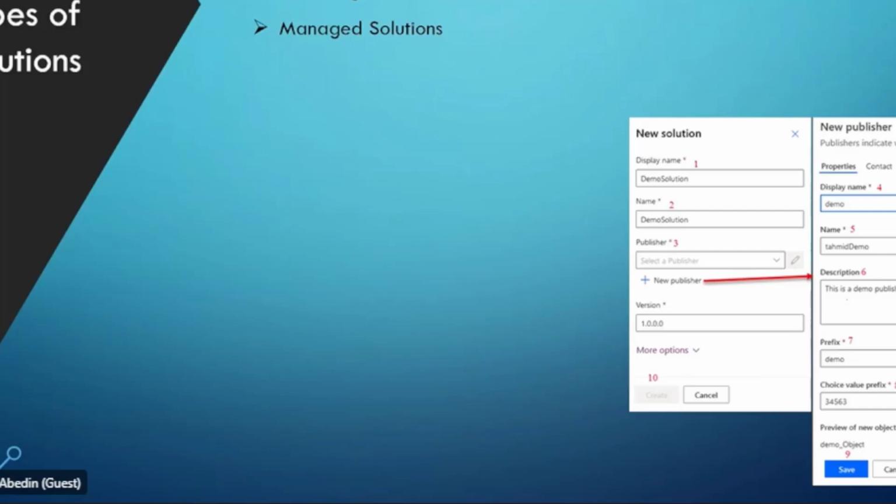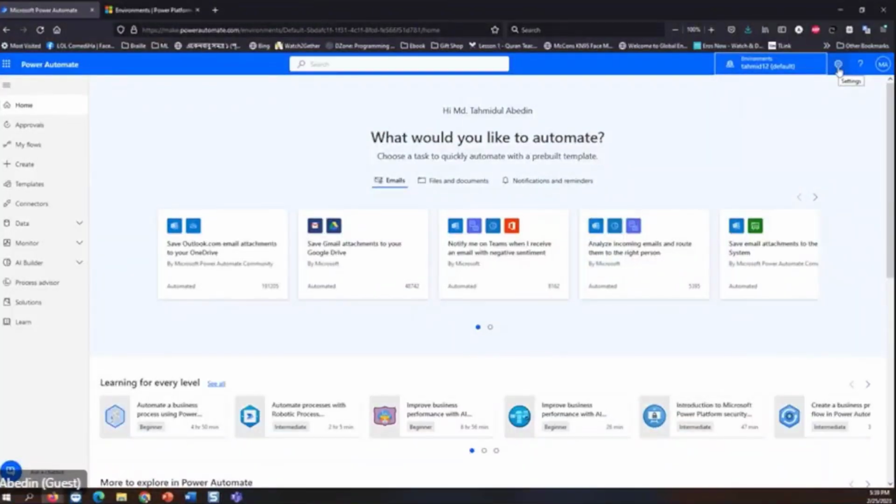So I am currently in a default environment, as we were previously discussing. Here I have this default environment, and I have already created a dev environment for my demo purposes, which comes with my license. To see or create a new environment, you need admin access in your tenant. To do that, select the settings and then select the admin center.